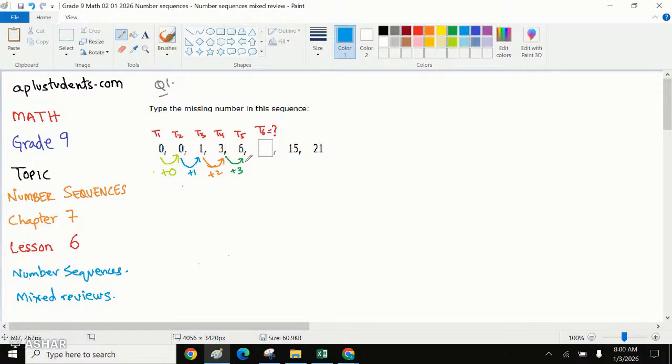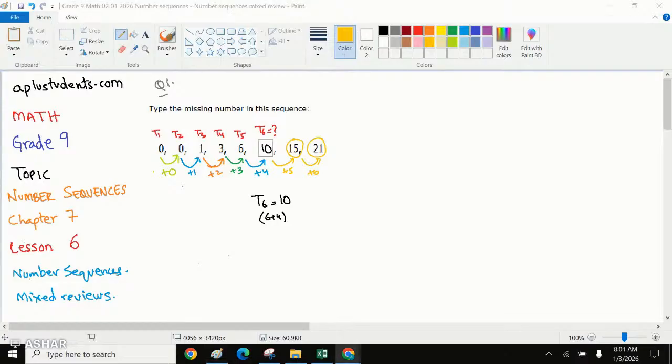So what should be over here? 6 plus what? 6 plus 4. That means term number 6 should be 6 plus 4, which equals 10. Agreed? We find the pattern, and the answer is 10. Let's verify: 10 plus 5 should be 15, 15 plus 6 should be 21. Yes, the pattern is there.